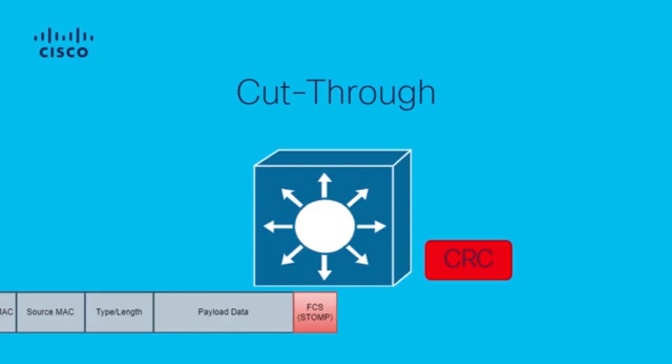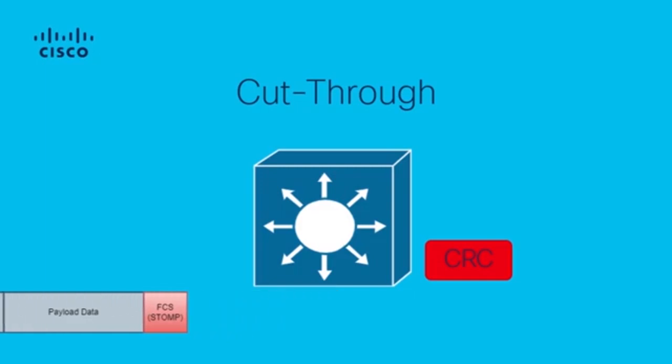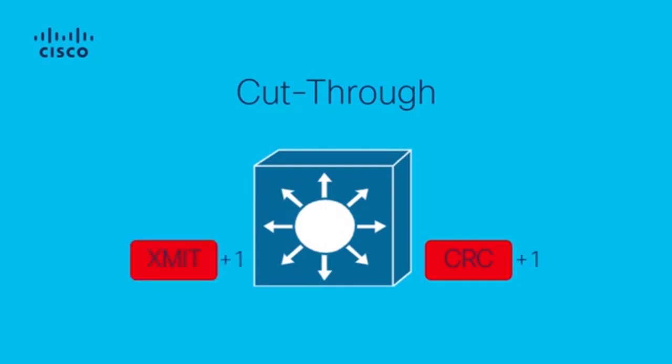After the frame is stomped, the switch takes 3 actions. It finishes forwarding the remainder of the frame, including the now stomped FCS field. It then increments the CRC input errors on the interface that the frame arrived at, and finally, it increments a transmit error on the egress interface.